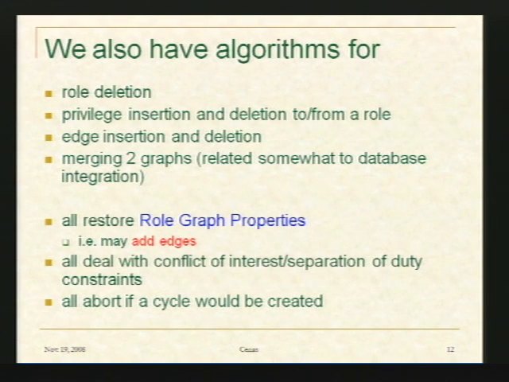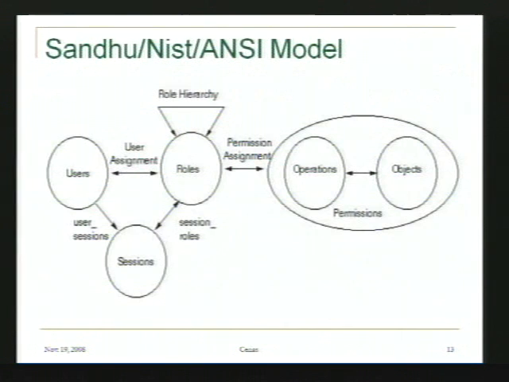Okay, and so they all do what we call restoring the row graph properties. And the main thing there is that they may add edges. And they all abort if we would create a cycle. And we actually discussed conflict of interest, which other people call separation of duty.